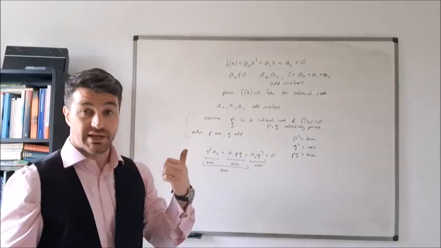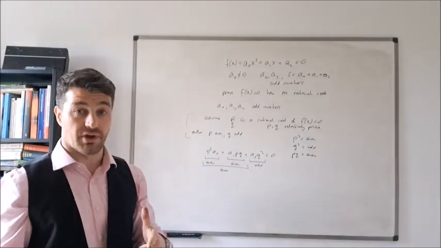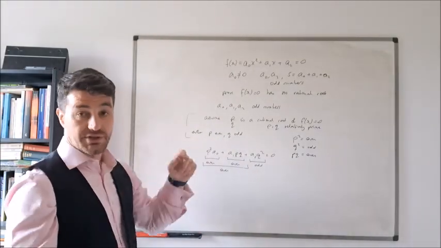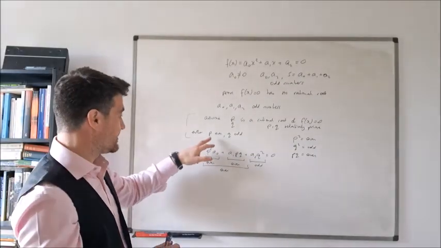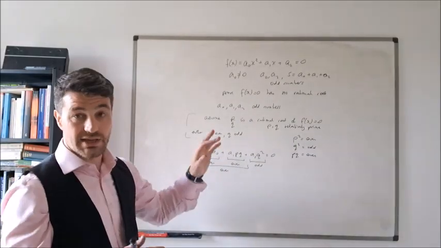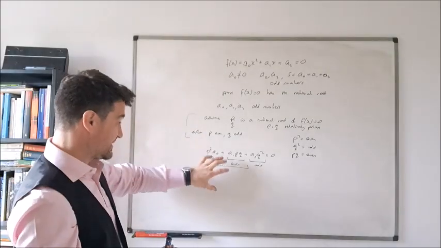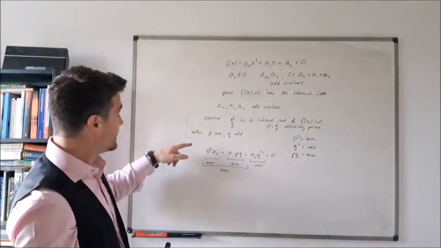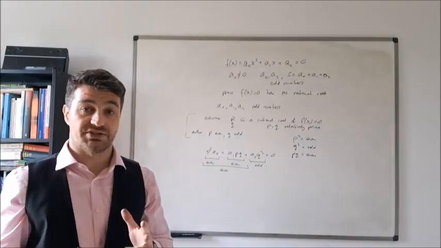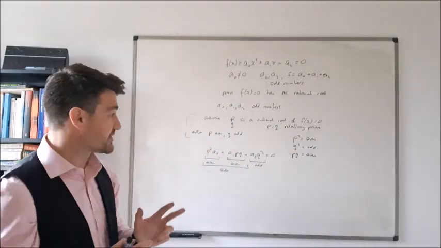We can't have P and Q both odd. We can't have P even and Q odd. And it stands to reason, really, that we can't have P odd and Q even. I'm not going to bother writing it out because it's basically the same as what I've done here, just with P and Q interchanged. So none of these possible combinations work.